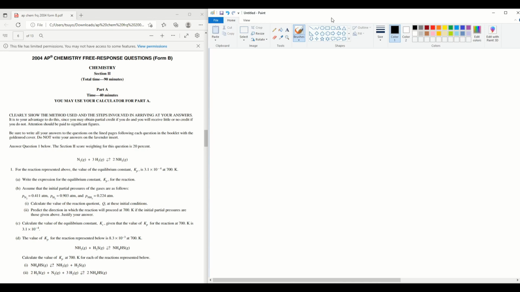So for part B, it asks us to assume the initial pressures are as follows. So the pressure of N2 is 0.411 atm, and the pressure of H2 is 0.903 atm, and the pressure of NH3 is 0.224 atm. So for part I of question B, we need to calculate the value of the reaction quotient Q at these initial conditions.